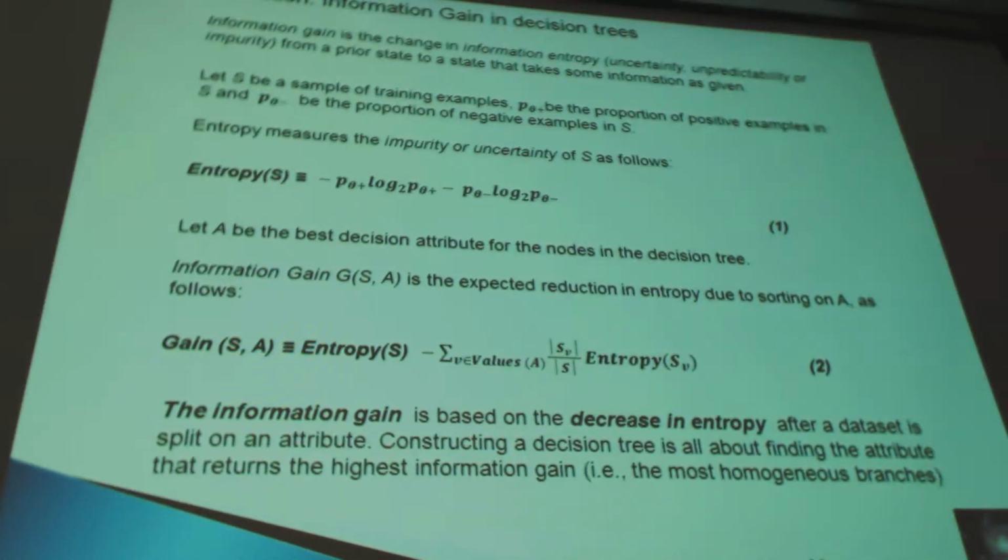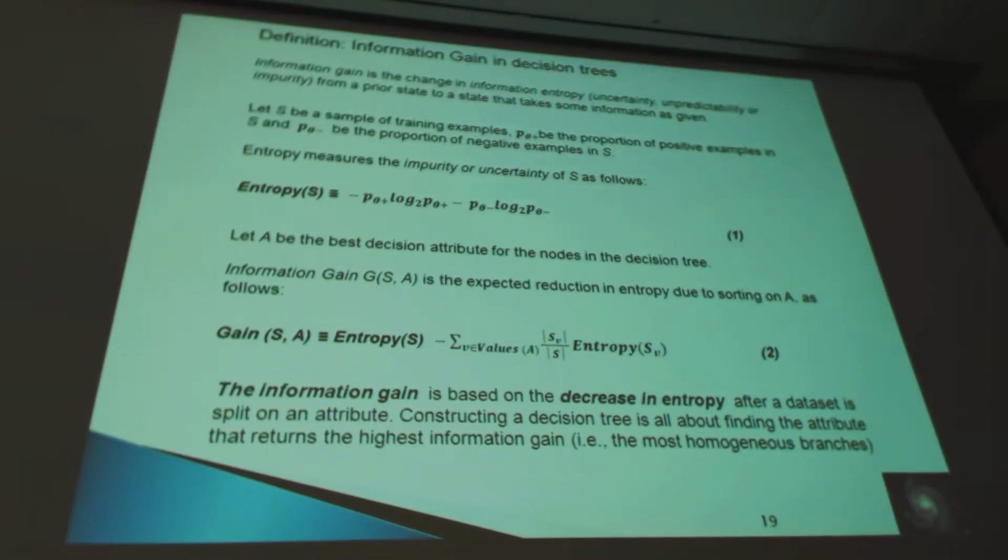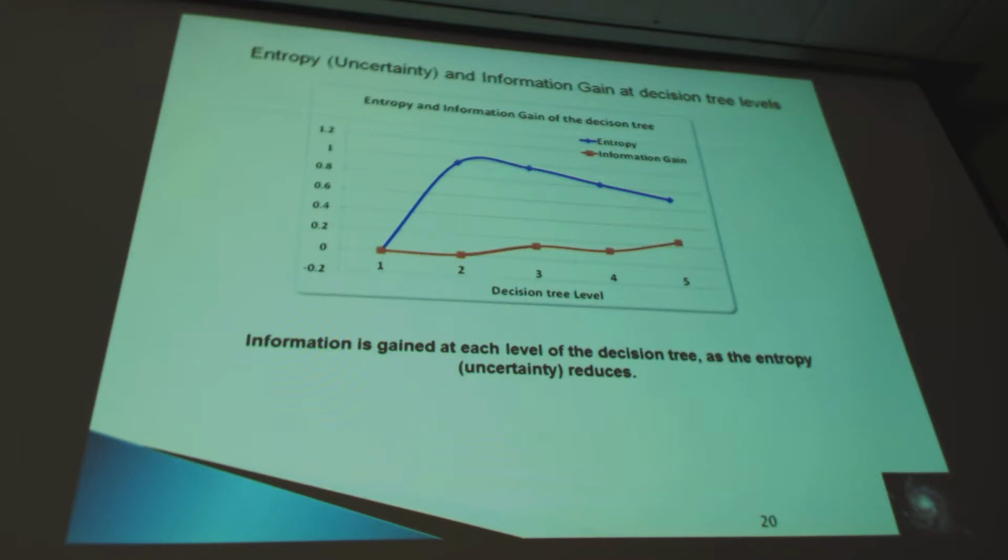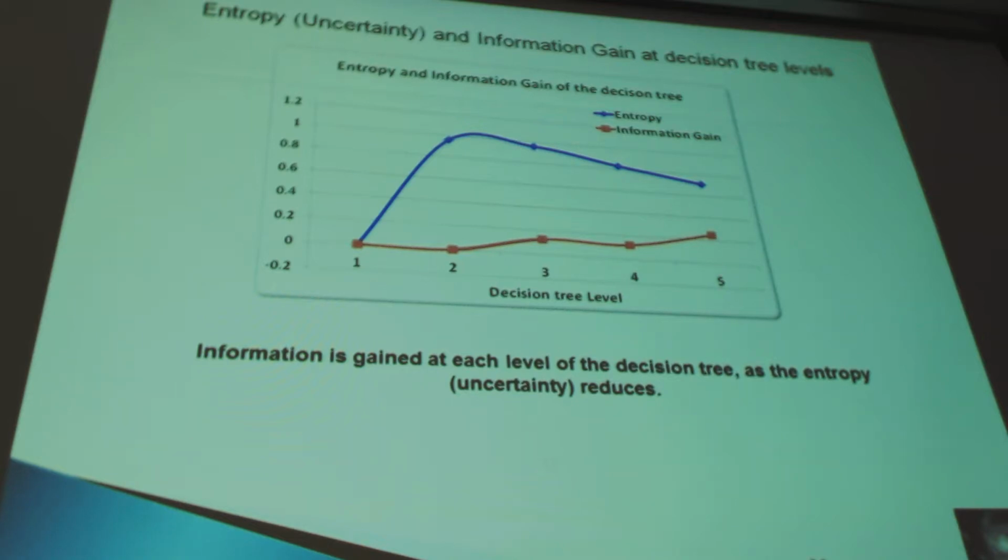Now information gain is the reduction in entropy. In simple language, it's the entropy at tree level n subtracted from the tree level n minus 1. As the level of the tree increases, the entropy reduces and the information gain should increase. That's what you should expect from your test results. This is a graph derived from real experiments that we have done, and you will see that as the decision tree level increases, the information gain increases and the entropy reduces.